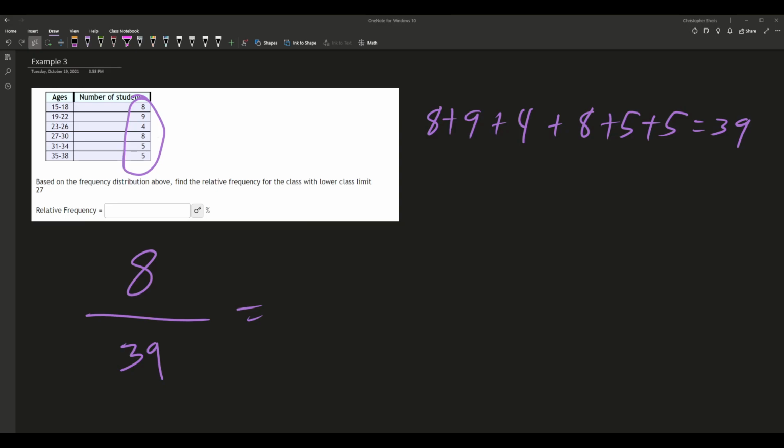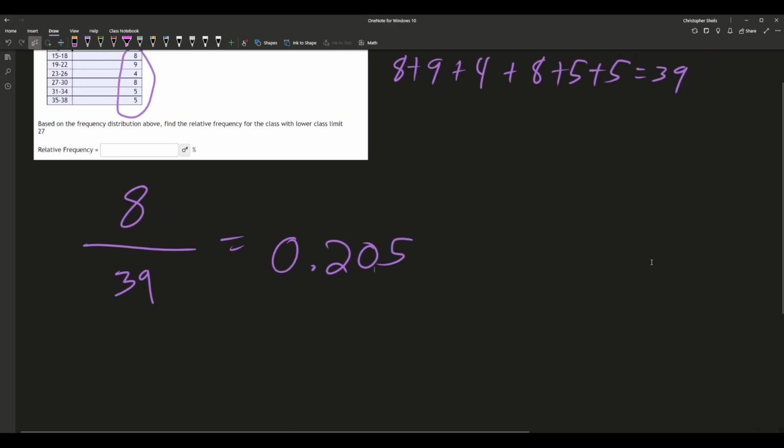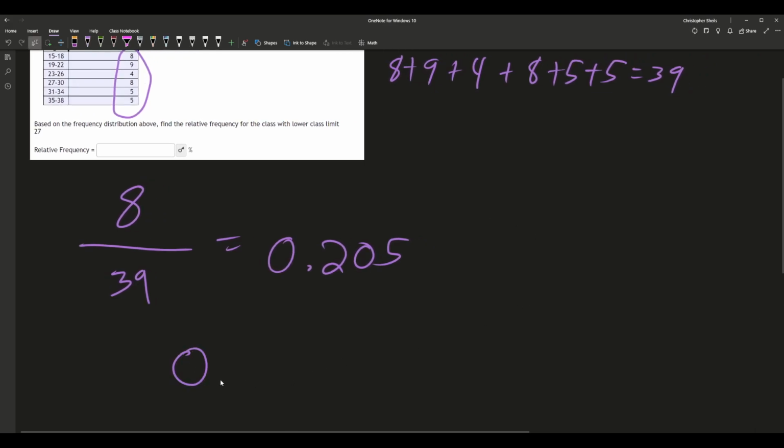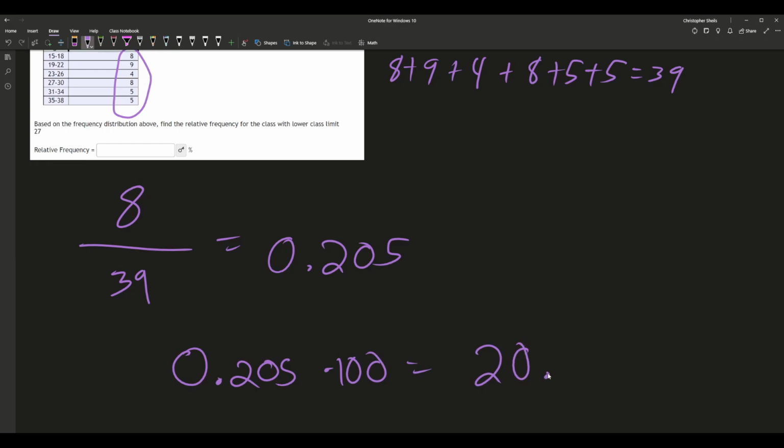And whenever I type this into a calculator, I get 0.205. But this is not a percentage. To make sure this is a percentage, I take 0.205 and I multiply this by 100. So I get 20.5%. And I want this to be my answer.